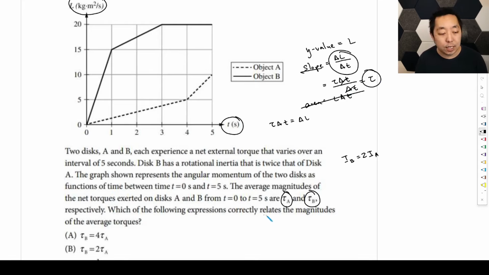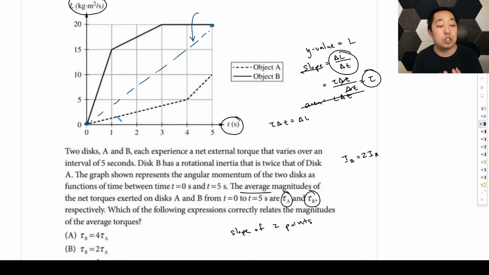So in this case, when we're asking about the average torque, we want the slope of 2 points. Not the slope at a particular point, but of 2 points. And so we're just going to look at the slope of, let's see, this is object A. The slope from there to there is going to be the torque. And that's going to be the average torque because it's the slope over an interval, right? And so when we look at that slope, it's going to be 20 over 5, which is 4.